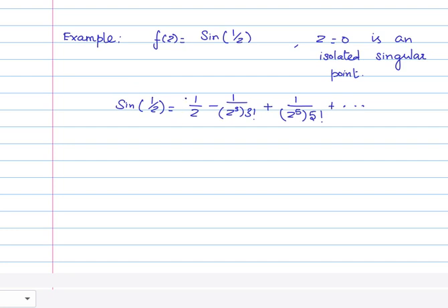What is the coefficient of 1 over z minus a? Here a is 0, so our point a equal to 0 here. So the coefficient of 1 over z minus a is 1. So the residue of sine of 1 over z at 0 is 1. This is my residue.